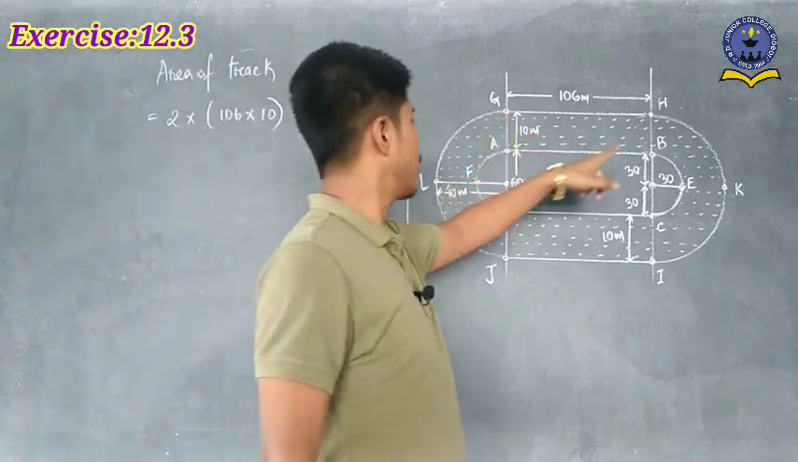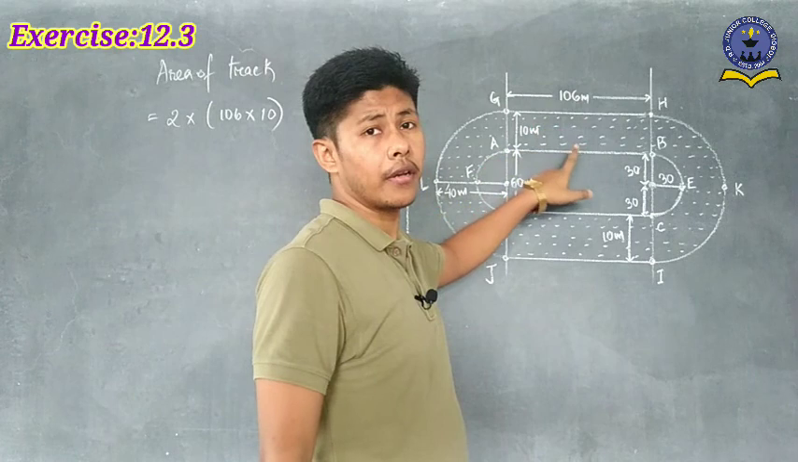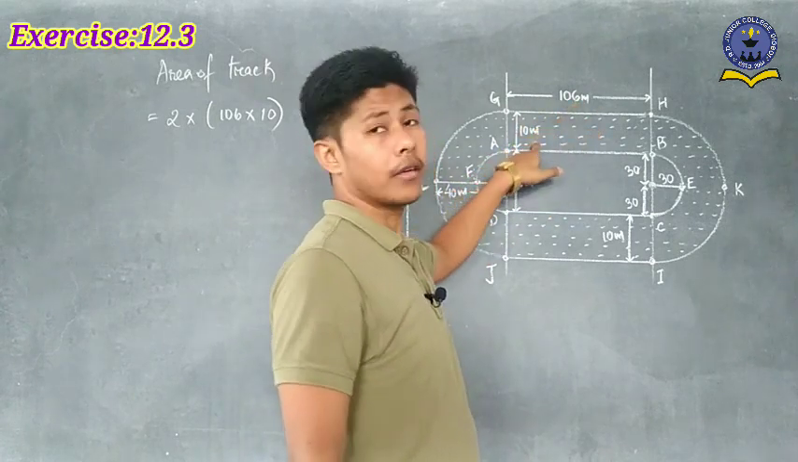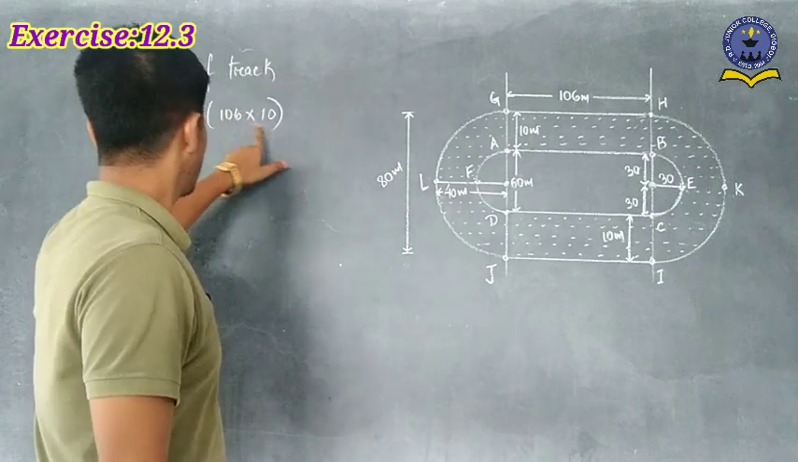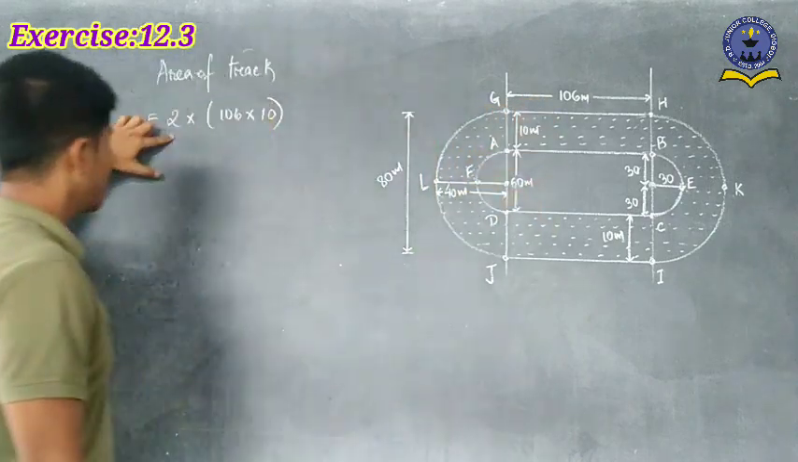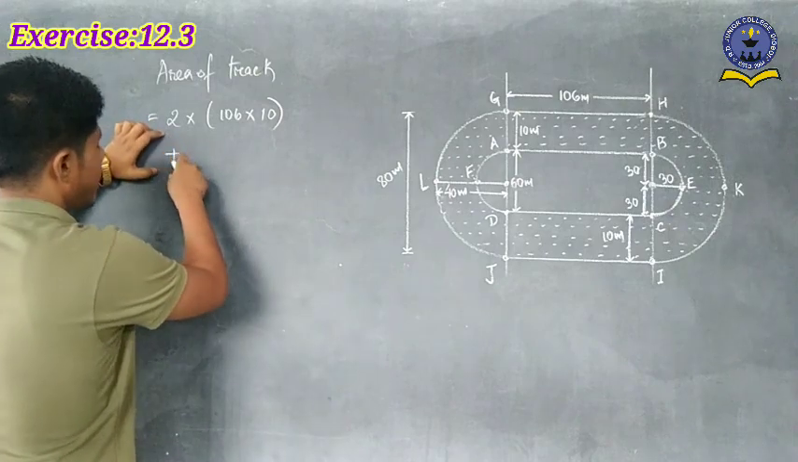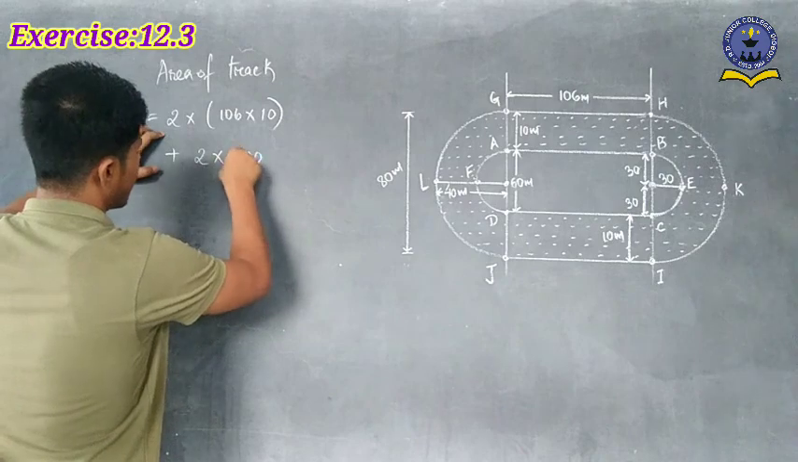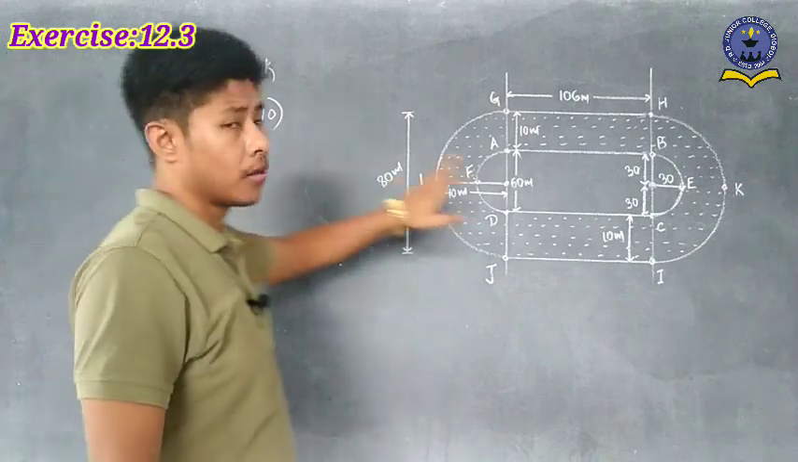Area of this GHBA equal to what? Length into breadth, because it is a rectangle. So 106 into 10. How many this type of parts are there? 2 parts. So that's why we have to multiply it by 2. Plus then 2 into 1100. I think this one also, all of you understood this one.